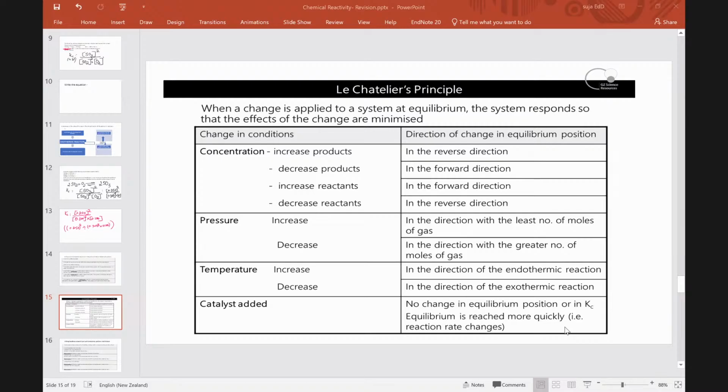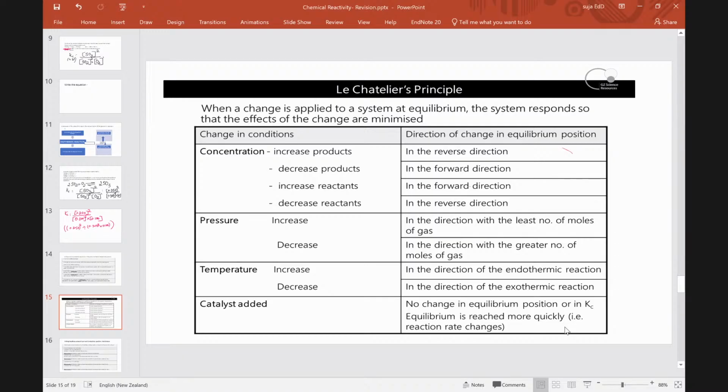Yeah, this is the thing you have to use to understand which direction of the reaction is favored. It depends on the conditions. If there's an increase in products, it is the reverse direction which is favored. If there is a decrease in products, it is the forward direction which is favored. Again, increase in the reactants, forward direction; decrease in reactants, reverse direction.